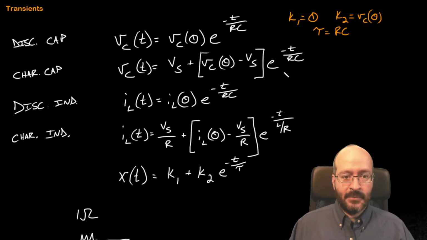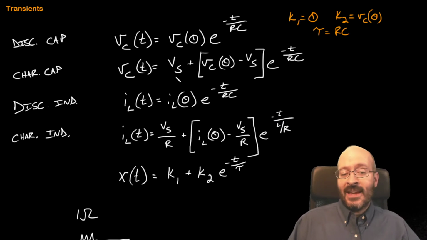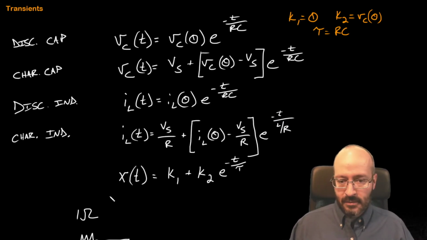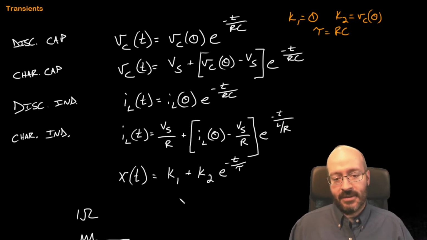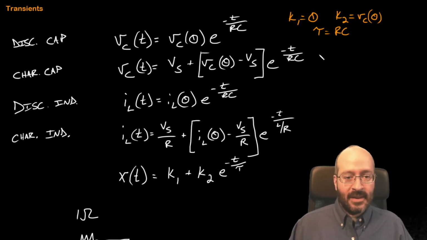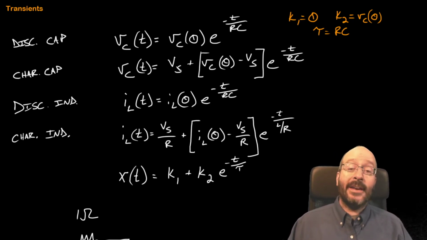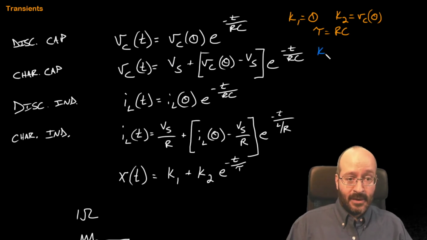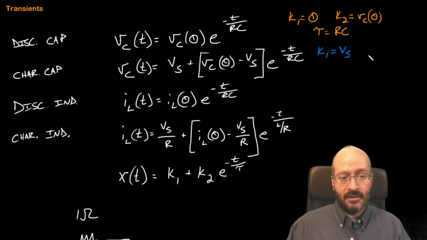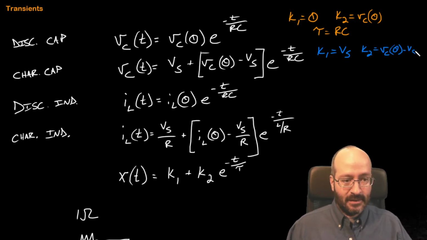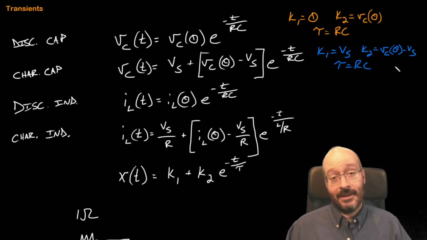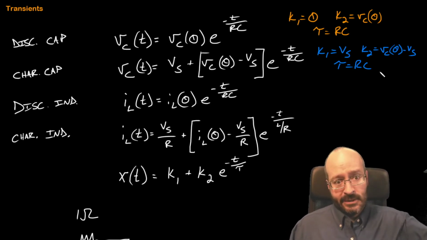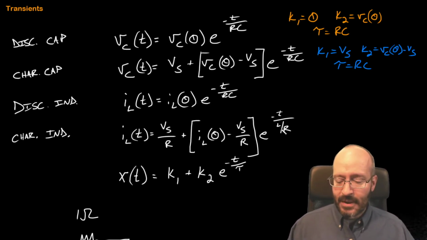Okay, so if we come down here, we can take that same approach. We can say, well, what lines up in our charging capacitor to this form? And we can say that for the charging capacitor, K1, now we have a constant term. K1 is equal to Vs, K2 is equal to our initial condition minus Vs, and tau, once again, is equal to Rc. Okay. Rinse and repeat from there.